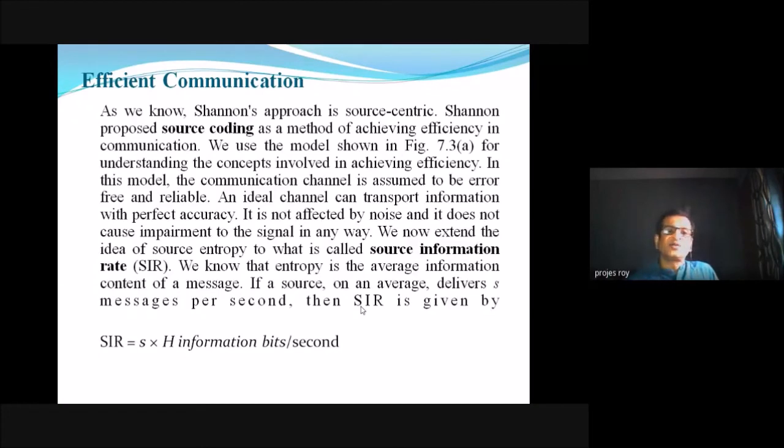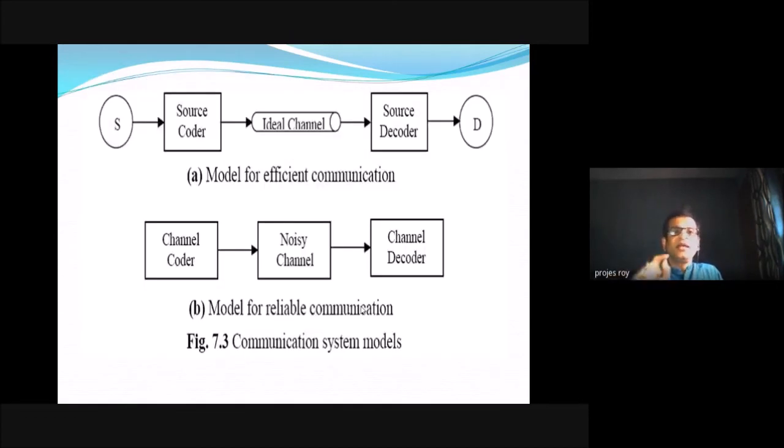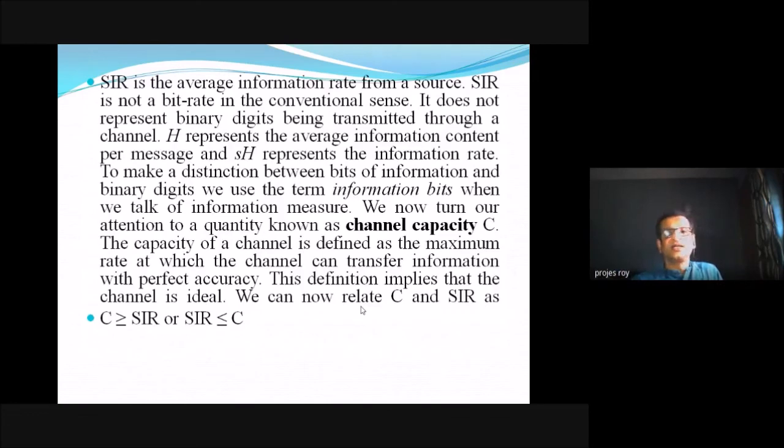We now extend the idea of source entropy to what is called the source information rate, SIR. Here you can see the source information rate, S, is equal to H, information in bits per second. H we have already mentioned earlier. Now here is the model: source coder, ideal channel, source decoder, destination. Then channel coder, noisy channel, channel decoder: the model of reliable communication. Everywhere you can find these, and here are some examples he has created in theory.